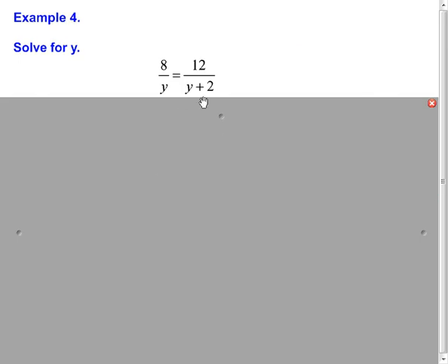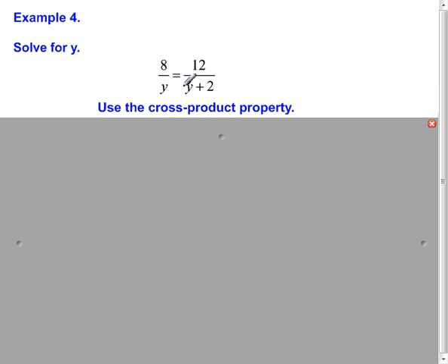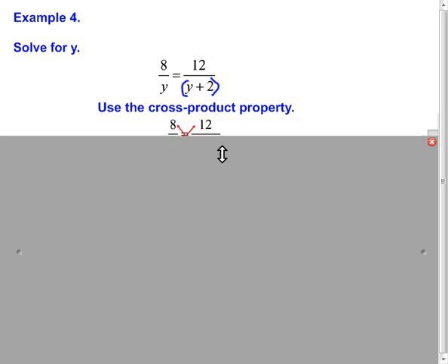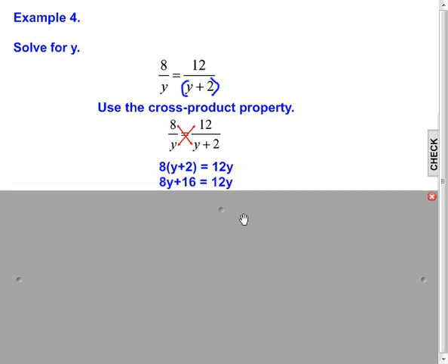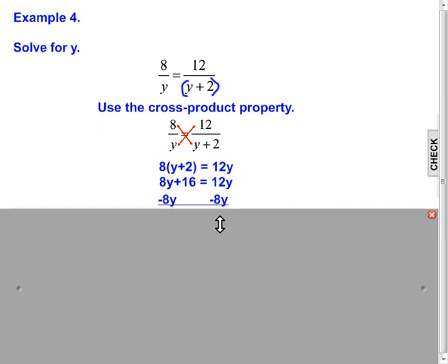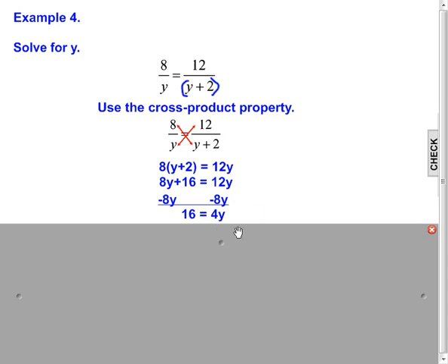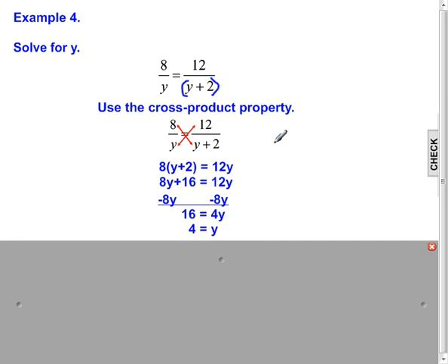Next example here, same thing. Use the cross products property. So we're going to do 8 times (y plus 2) equals 12 times y. Cross products. The next step here would be to distribute. So we get 8y plus 16 equals 12y. Notice we have y's on either side, so we're going to subtract 8y from both sides. And we end up with 16 equals 4y. Last step, divide by 4, and we get y equals 4.